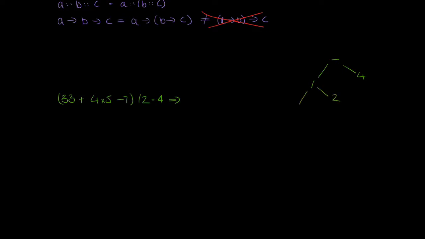There might be some choice, like 33 plus (4 times 5 minus 7), or (33 plus 4 times 5) minus 7. But we know it doesn't make a difference in this situation. But sometimes the difference is important.